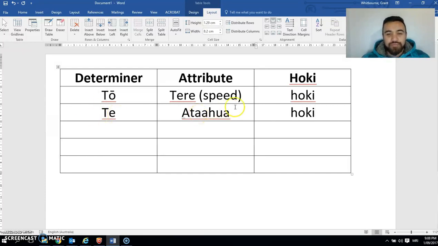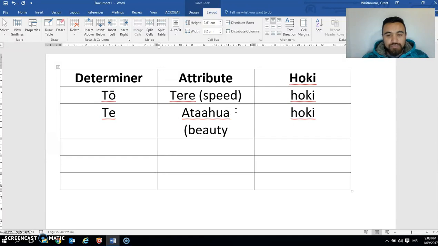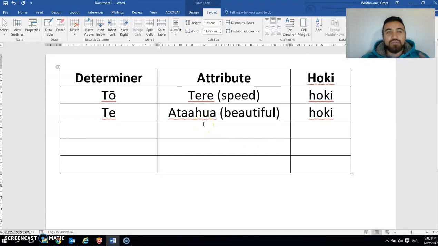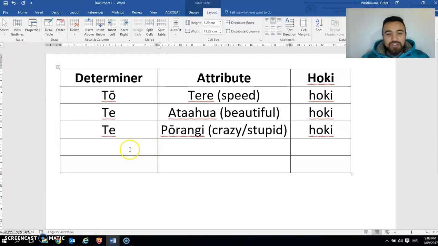Atahua meaning beautiful. I'll just write beautiful. Te atahua hoki. So the beauty. How beautiful is that? Te pōrangi hoki. Pōrangi meaning crazy or stupid. So te pōrangi hoki. Aue, that is crazy. I say that a lot to my kids when they're being a bit silly and not with any malice intent, of course, but just to say, oh, man, you're crazy. You're a crazy kid. Aue, te pōrangi hoki.